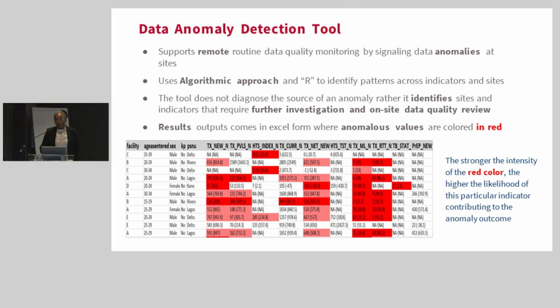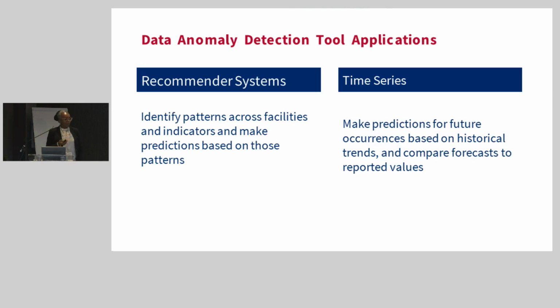So quickly on the anomaly detection, I just wanted to mention that it uses two approaches: recommender systems and time series. The recommender systems identify patterns across facilities and indicators to make predictions based on those patterns, and this is only looking at the quarterly data. Then the time series makes predictions for future occurrence based on historical trends and compares forecasts to reported values. And this is looking across 12 months' worth of data.